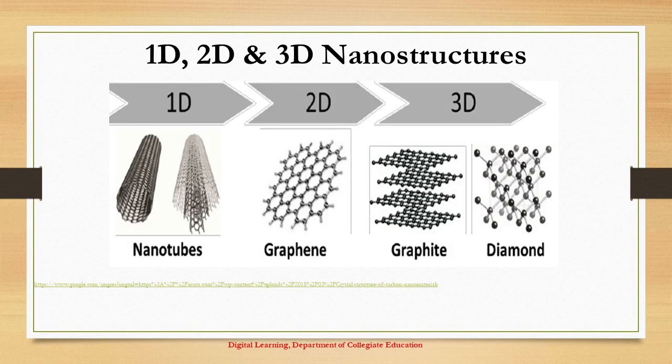Now we can see the pictorial representation. See nanotubes, they are like long tubes. So they are one-dimensional. Next, graphene. See, it is a plane layer. It is two-dimensional. These are the three-dimensional ones. Graphite and diamond are examples of three-dimensional structures. All three directions are grown. So these are the pictorial representations for one-dimensional, two-dimensional and three-dimensional nanostructures.